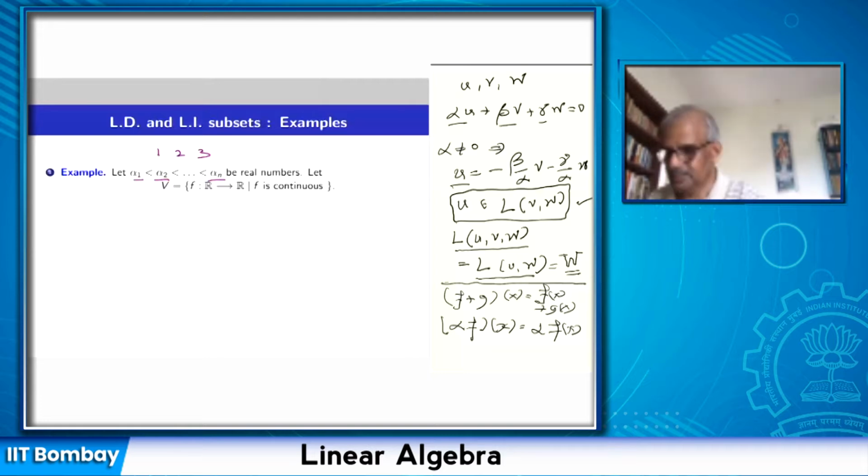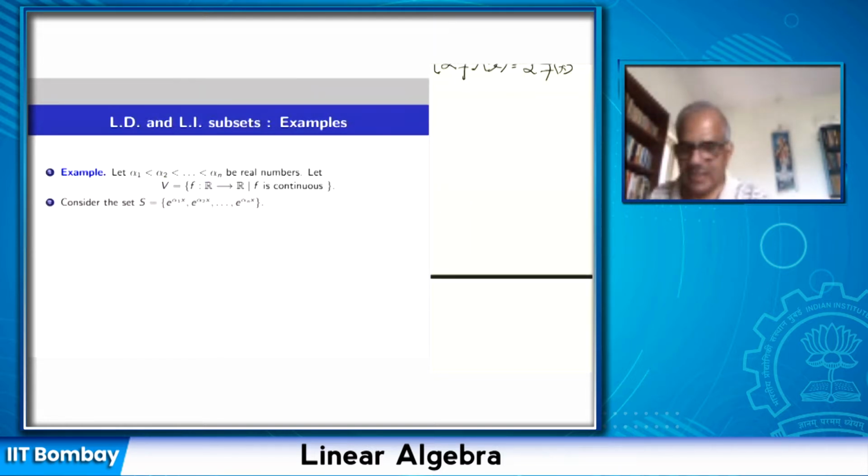Here it is. Let's look at e to the power alpha x, e to the power 2x, e to the power 3x, and so on. Look at all these continuous functions, and truncate: e to the power alpha x. So these are n continuous functions. In fact, they are much more than continuous. They are infinitely often differentiable. So this is a linearly independent set.